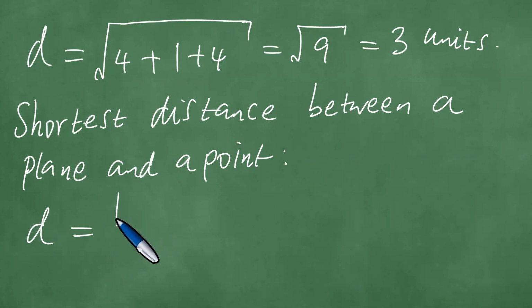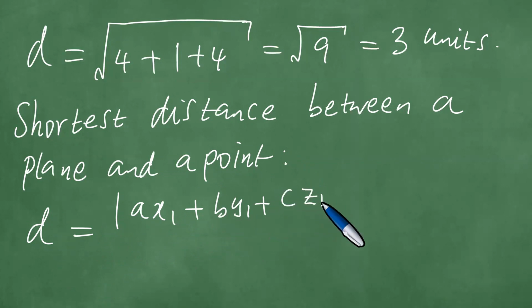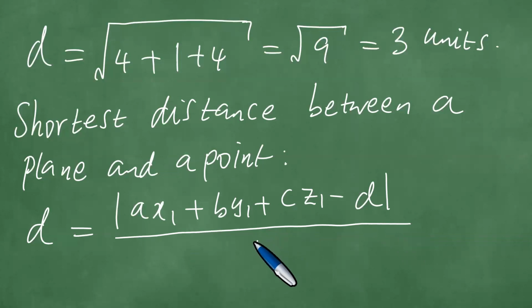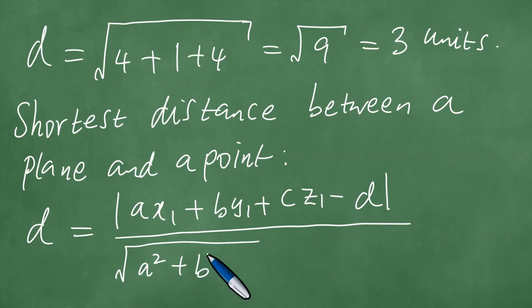The shortest distance is given by Ax1 plus By1 plus Cz1 minus D, divided by the square root of A squared plus B squared plus C squared. And this is the formula to find the shortest distance between a plane and a point.